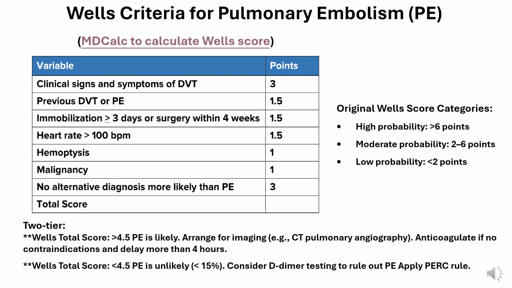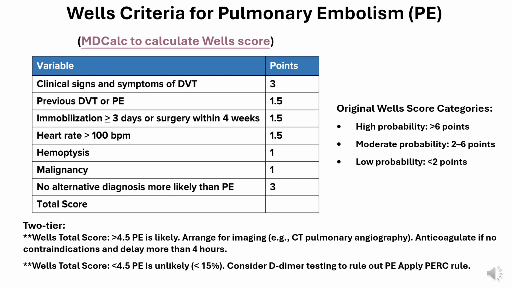Wells score is a validated clinical decision tool used to estimate the pretest probability of pulmonary embolism, PE. It helps guide the need for further diagnostic testing like D-dimer or imaging studies, e.g., CT pulmonary angiography.